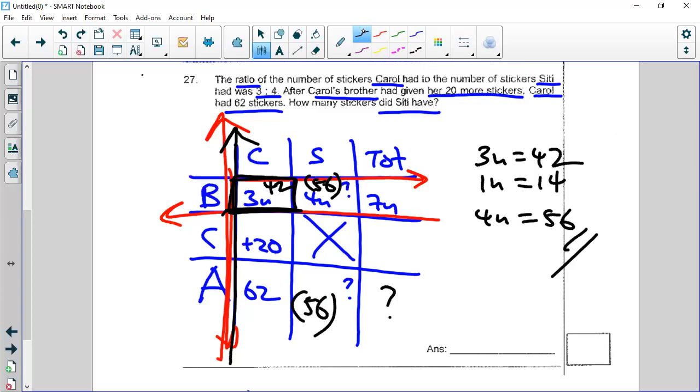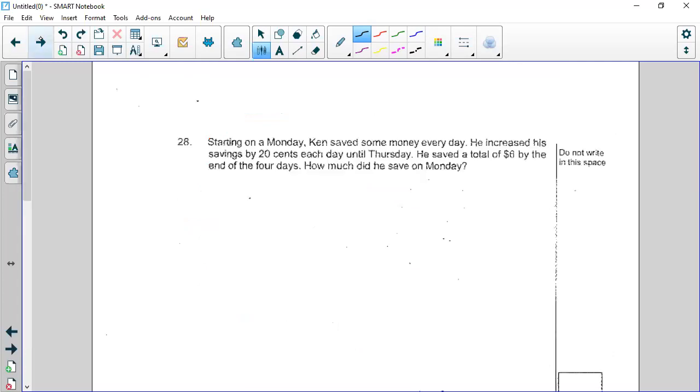But be aware of this method because the more methods you know, the more effective you can solve the problem. But sometimes schools may not understand this method, so they may ask you to draw a model. So you just follow what your school is doing. All right.